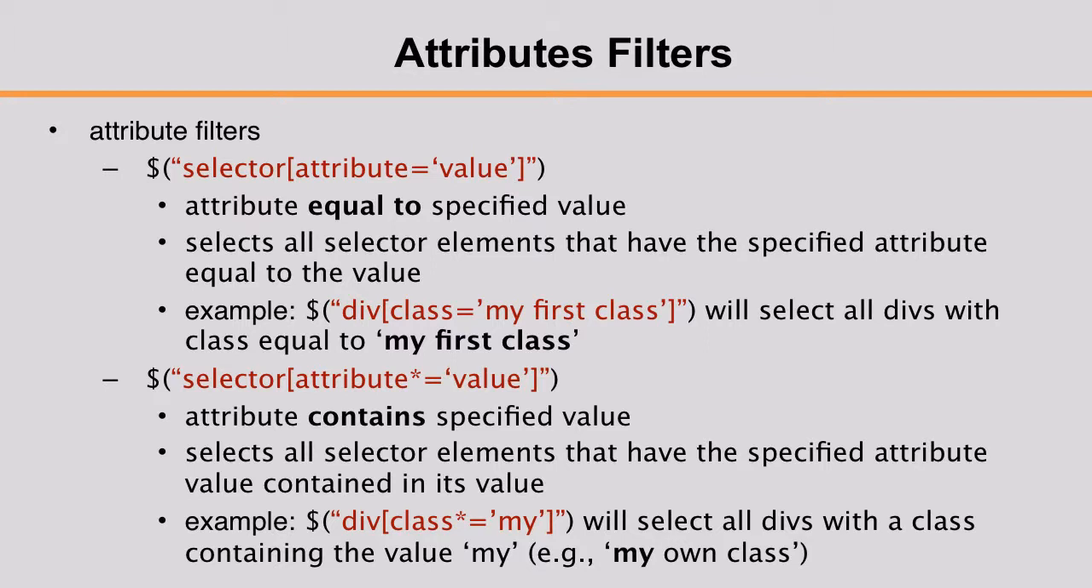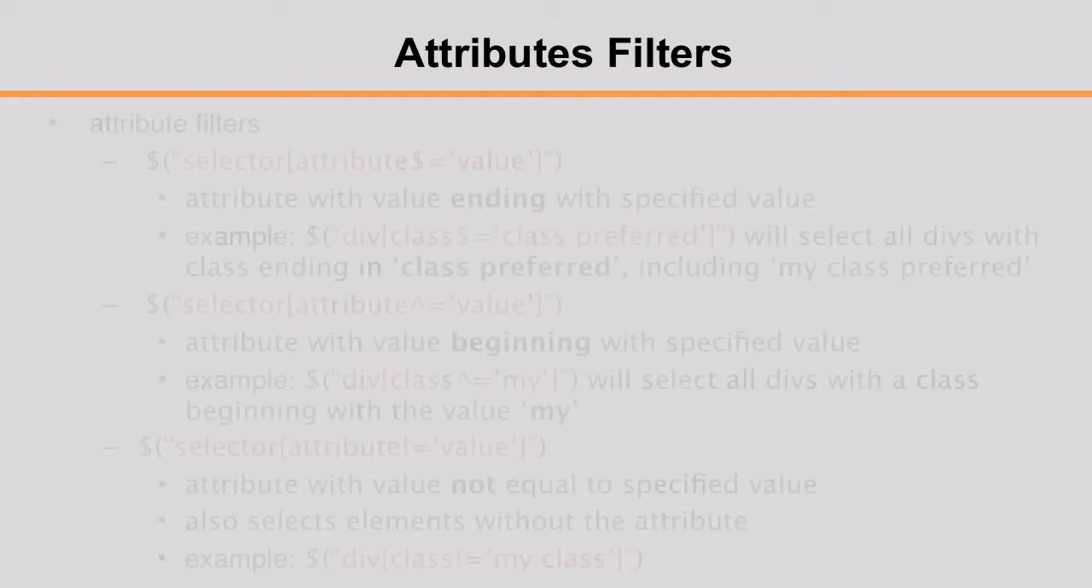An attribute filter with an asterisk plus an equal sign preceding a value will select all elements in the selector that have the specified attribute that contains the value. For example, div attribute class asterisk equals my will select all divs with a class name containing the word my.